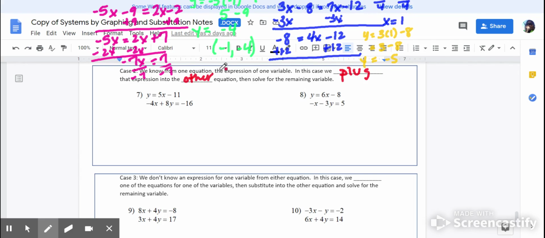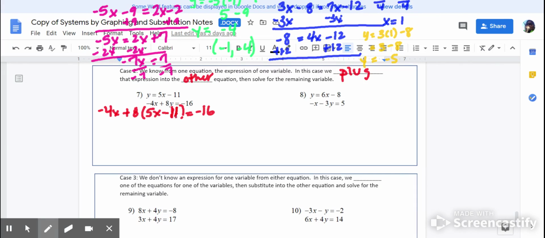And then we're just going to solve for our remaining variables. So we see that y equals 5x minus 11. So in the second equation, anywhere I see y, I'm going to put 5x minus 11. So I'll start with negative 4x plus 8. Use open parentheses, 5x minus 11. That's going to equal negative 16.